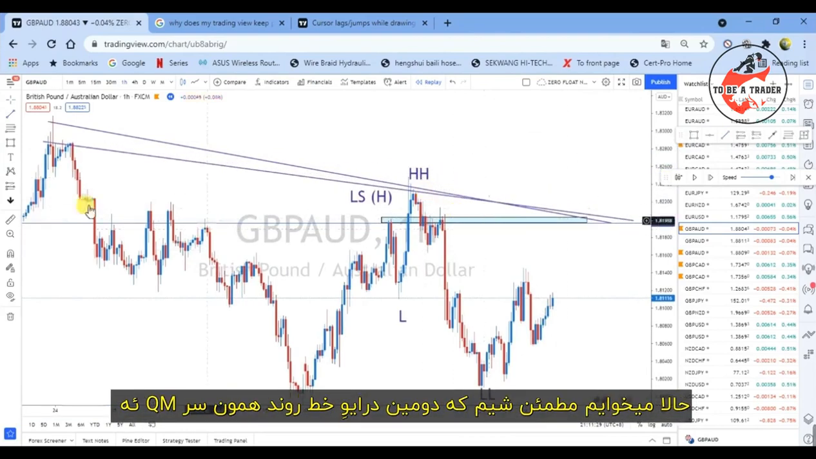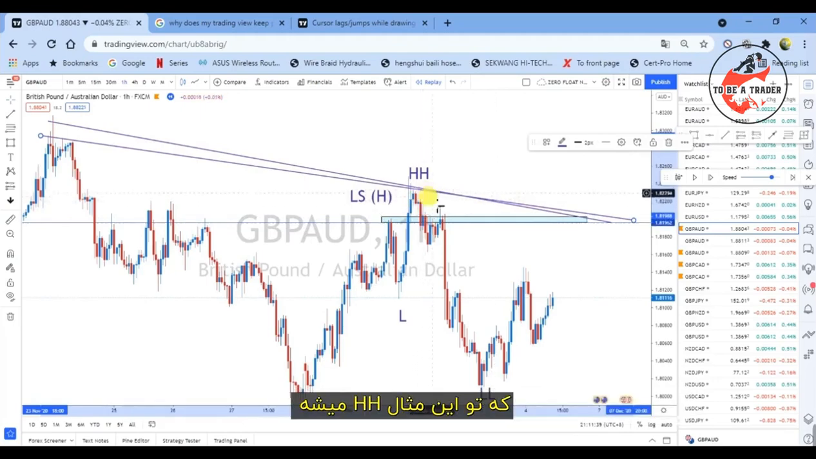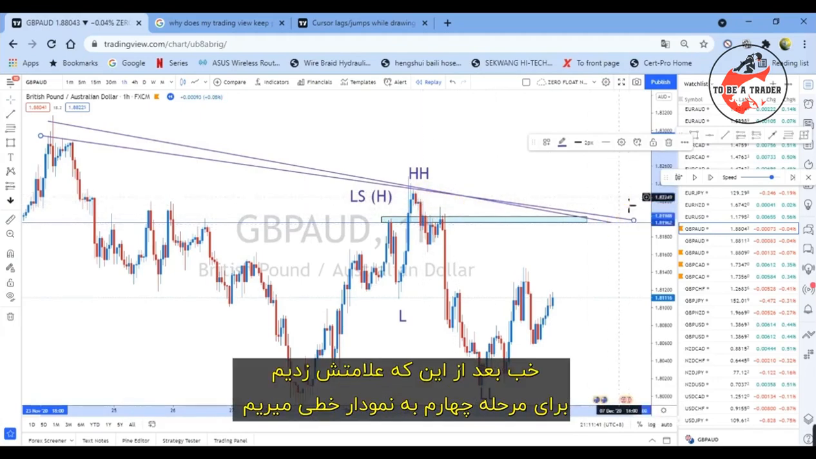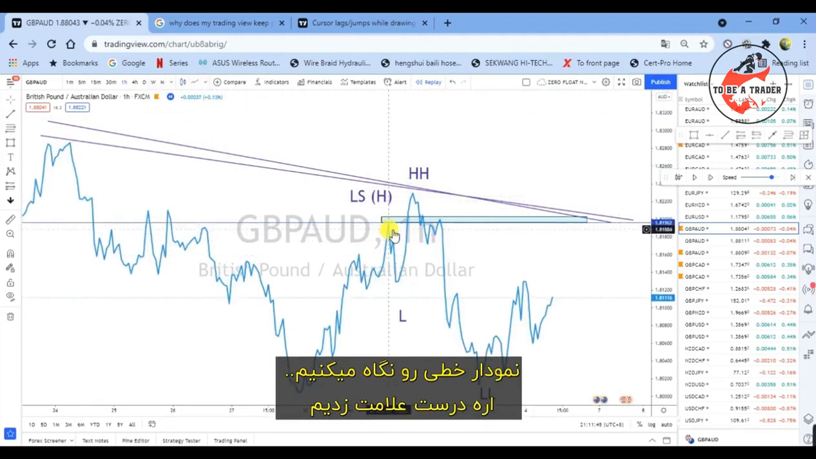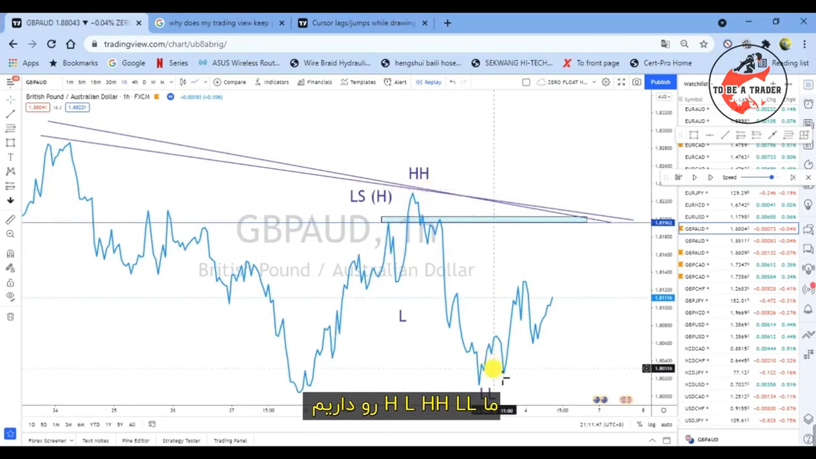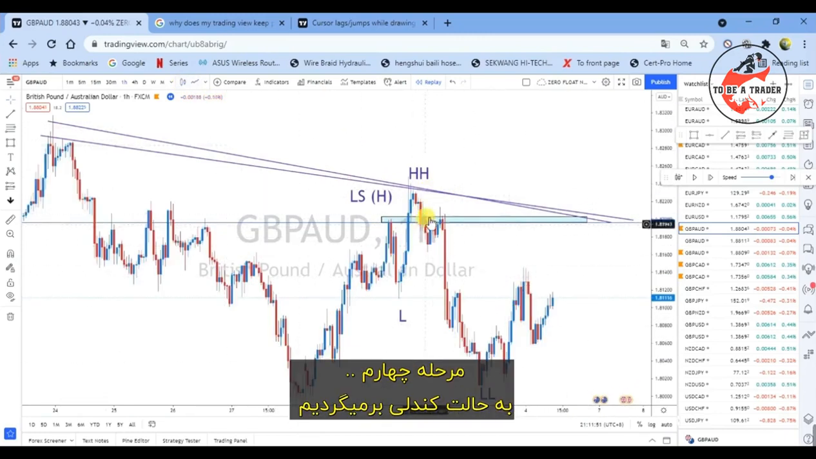Now we want to make sure that the trend line, the second drive, always has to be the QM head, the high in this case. So once we mark that, the fourth step, we will go to the line chart and have a look at the line chart. Yes, we are correct. We have the high, low, higher high, and lower low. Fourth, we come back to the candlestick.